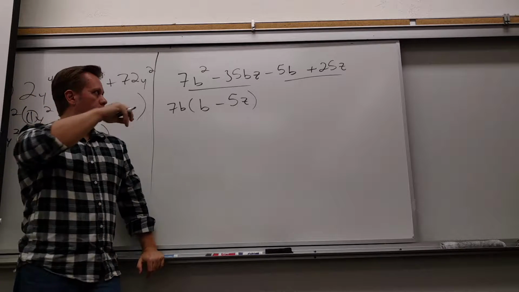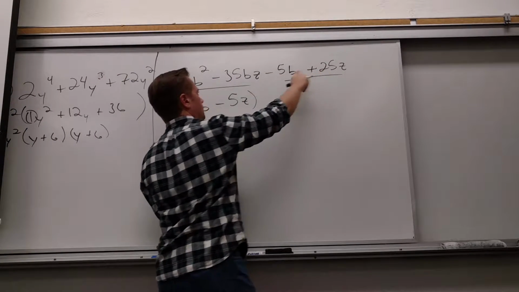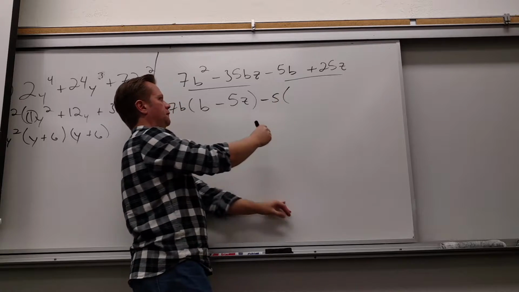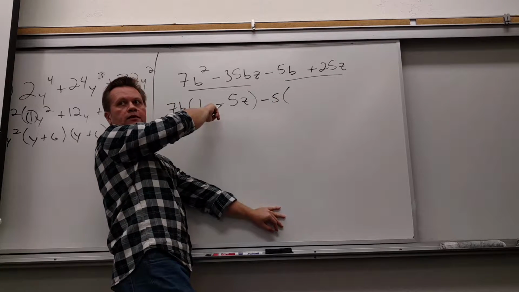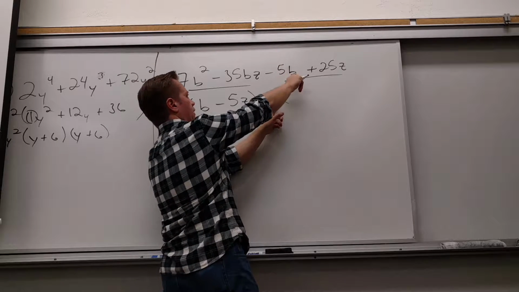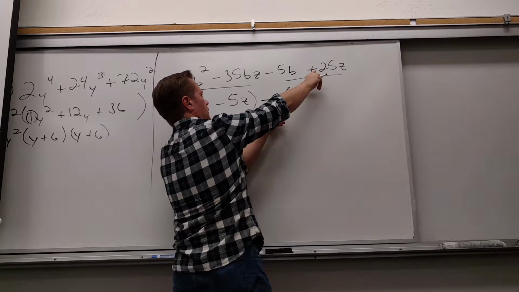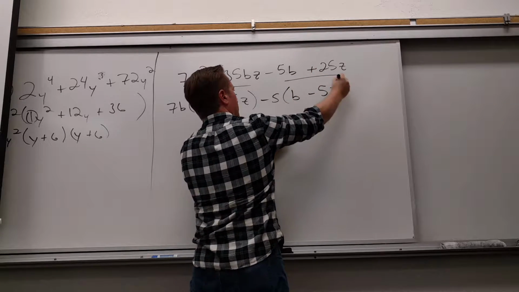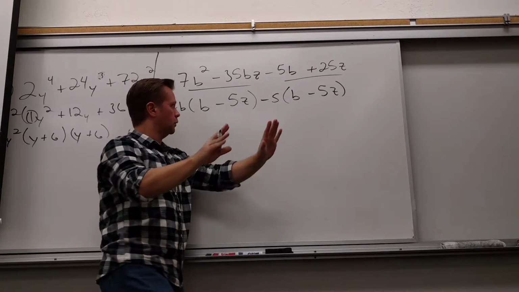Yeah. Cool. So what comes out of these guys? -5. I like it. Because I know I want this to be positive B, and right now it's negative stuff, right? So if I take a -5 out, I'm left with B plus 5. Negative 5 times negative 5 is 5Z. Now real quick, don't write this down.